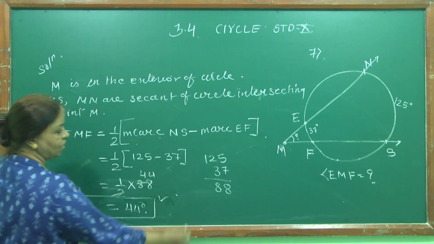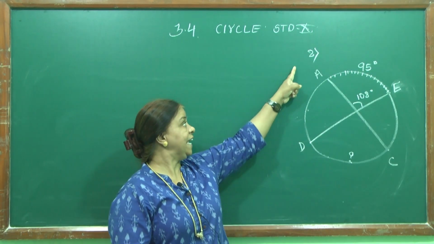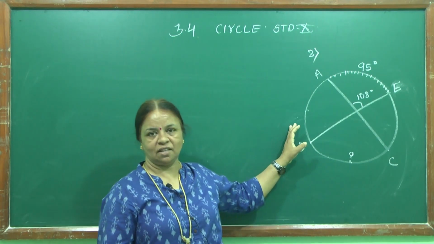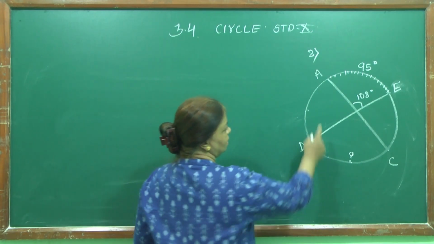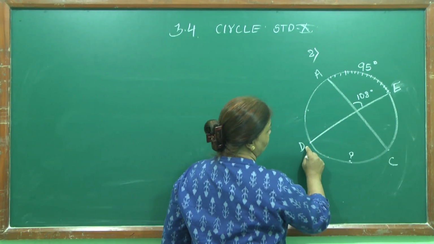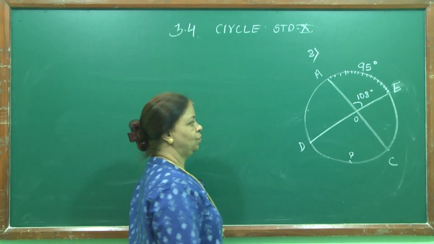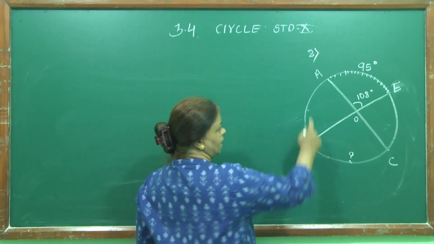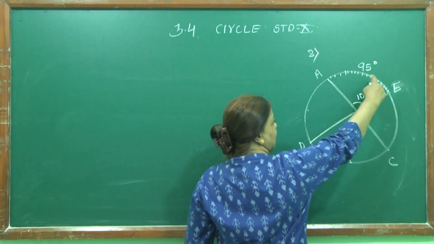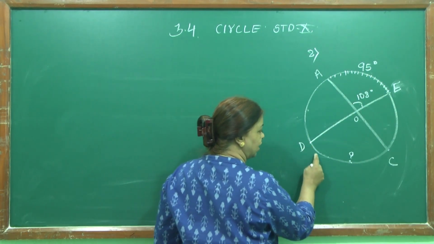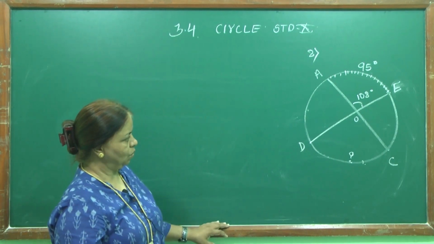Children, you can pause and you can solve the sum. Children, now question number 8 of 3.4 exercise. This is the last question. Children, see. Here you can see chord AC and chord DE are intersecting at one point O. And it is given that angle AOE is 108 degrees, arc AE is 95 degrees, and we need to find out arc DC. This is the arc which we need to find out.